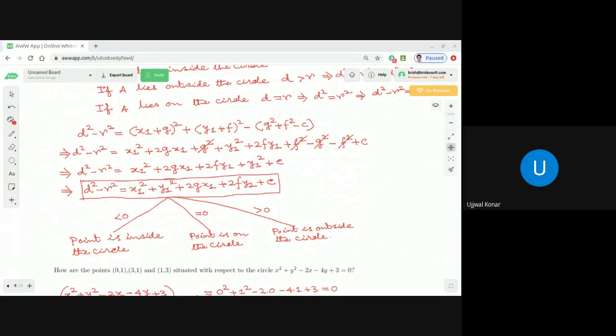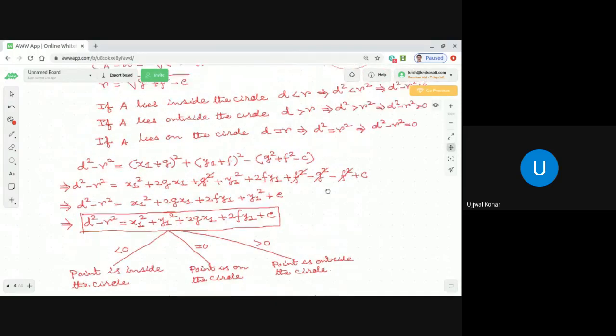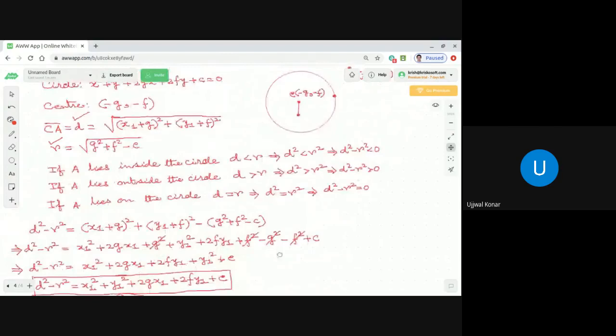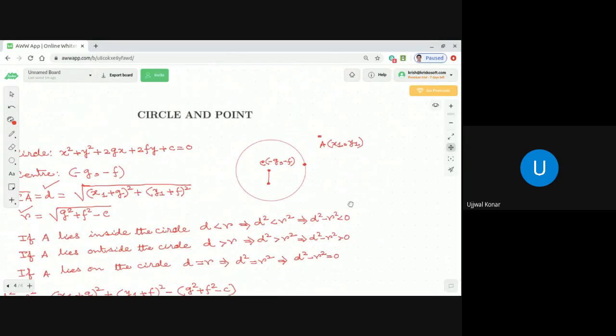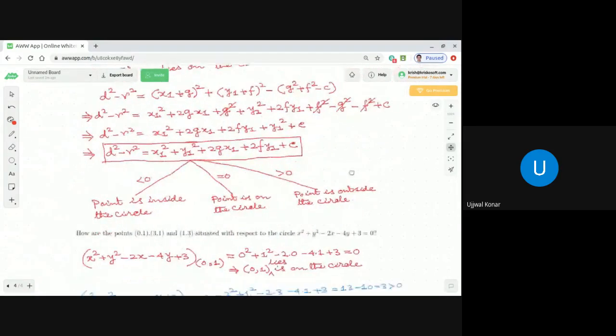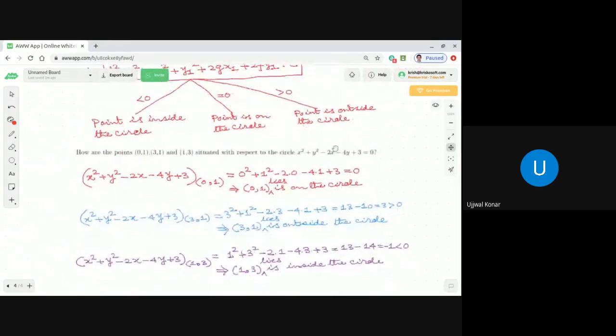Before going to the next topic, one thing you must understand: whatever we are doing here to conclude whether the point is inside the circle, on the circle, or outside the circle, we are doing using algebra. We are not constructing the circle in an exact manner on graph paper, or placing that particular point based on the coordinates. Whatever diagram we have drawn is a kind of symbolic representation. It is not an accurate representation. But whatever conclusion we are making is by means of this algebraic evaluation of these expressions.